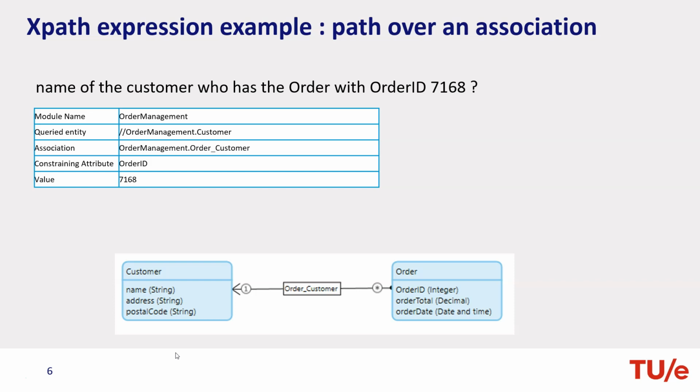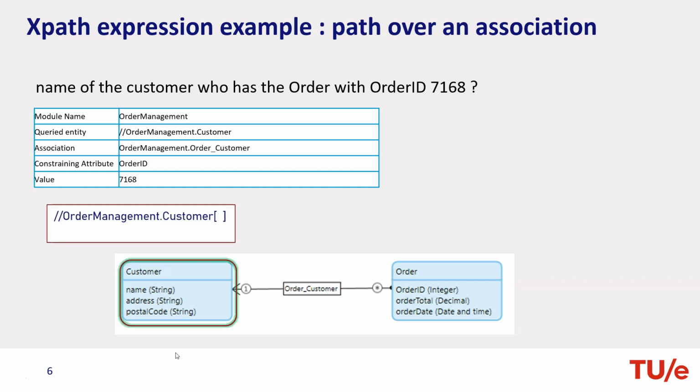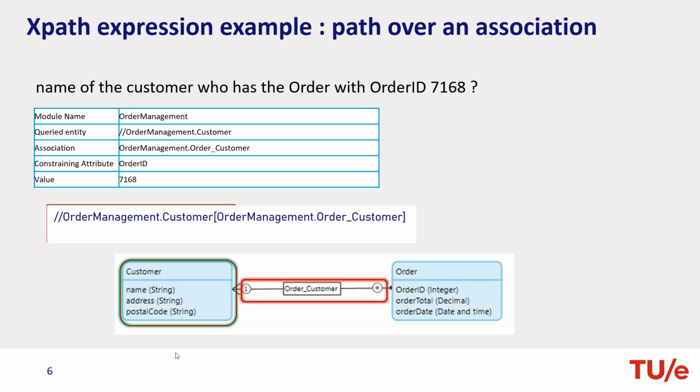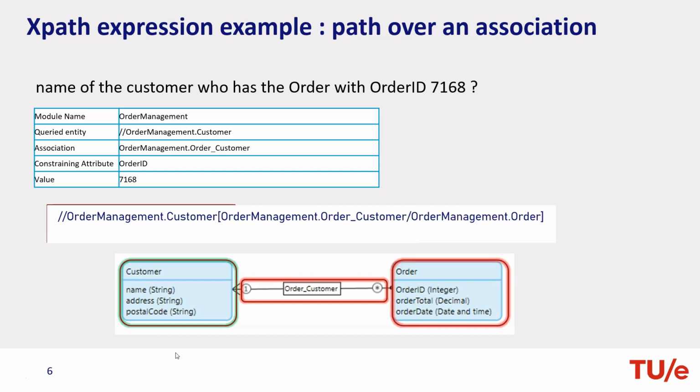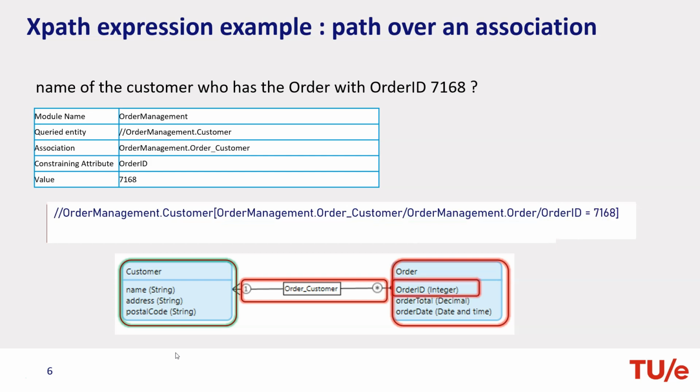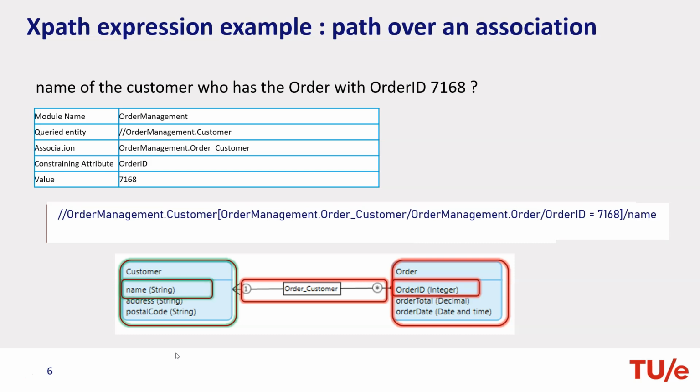Let's create the XPath query in steps. First, we write down the entity together with the constraint block. Then, we start building the constraint by first creating the association node that links customers to orders. Then, we add the next node, which is the order entity, and then another node to add the criteria, which is order ID equals 7168. We're done with the constraint part, and finally we add the final node to the path that returns the customer's name.